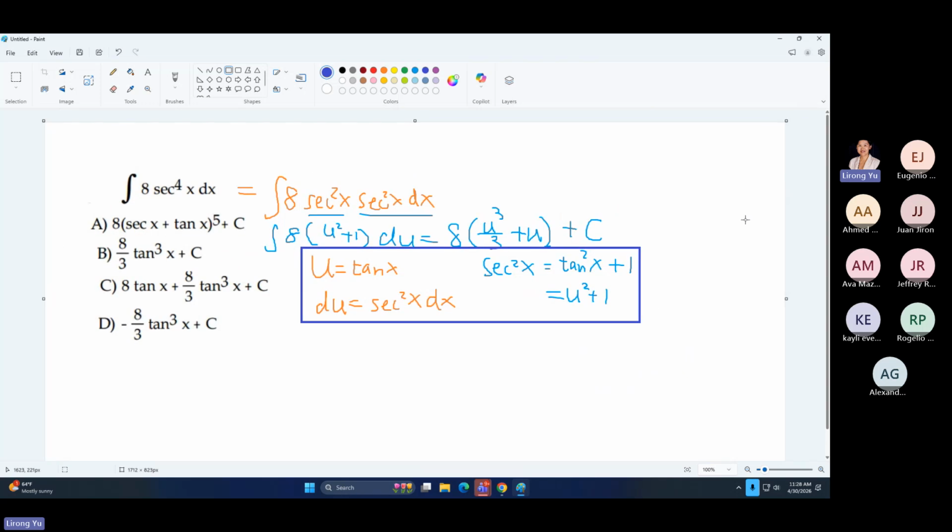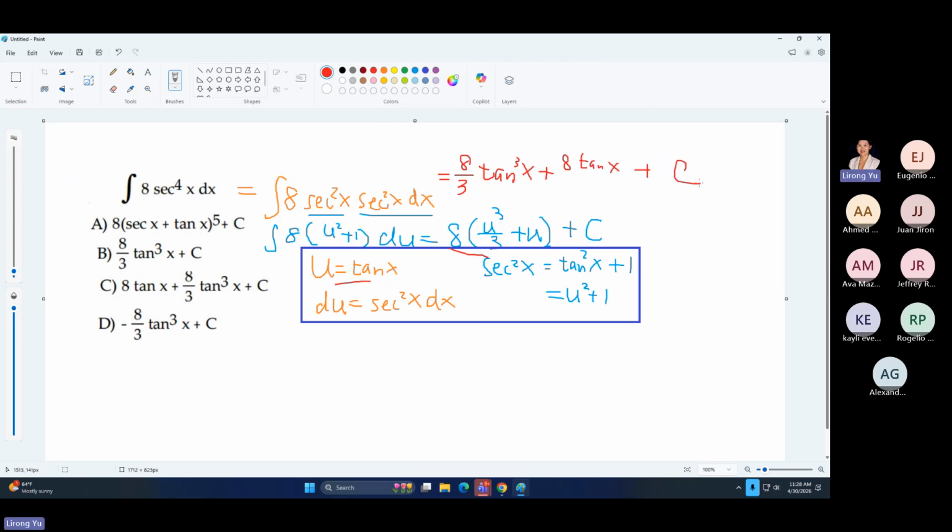Since the variable is x, u equals tangent. So the final answer is equal to 8 over 3 u cubed, and u equals tangent, so this is tangent cubed of x, plus 8u, but u is tangent of x. And of course, plus C.